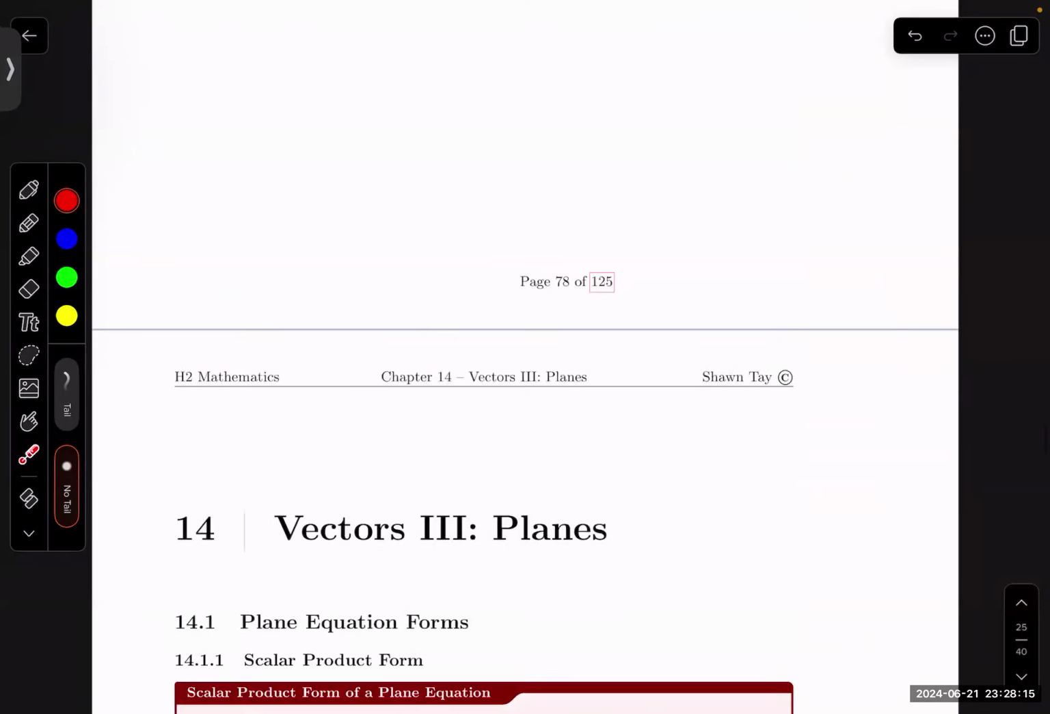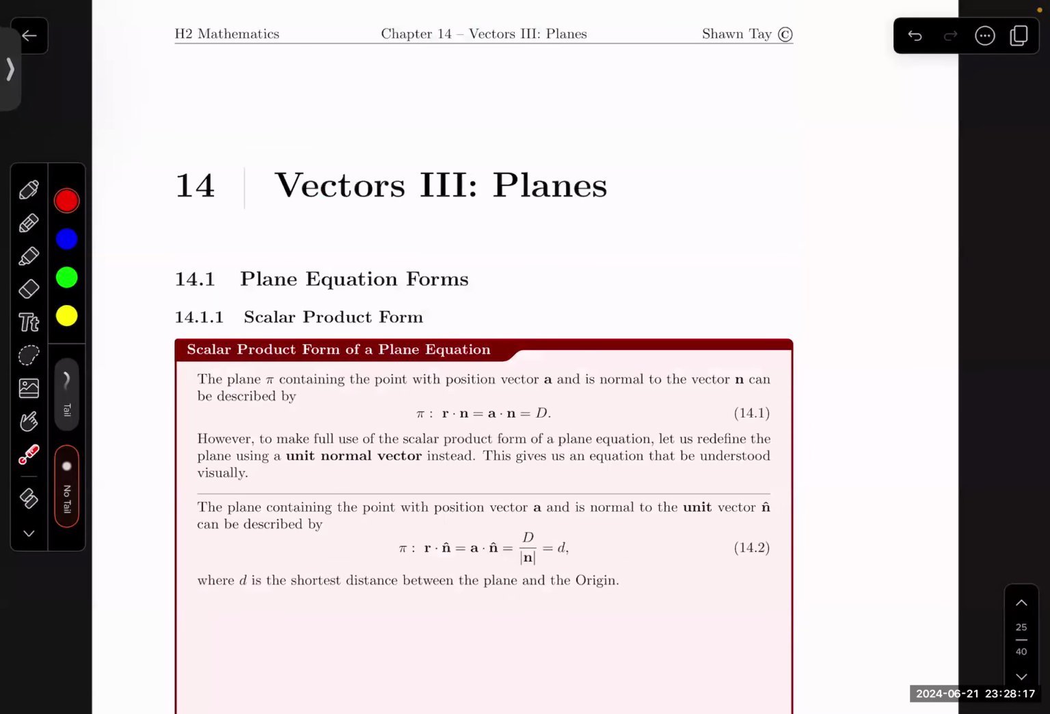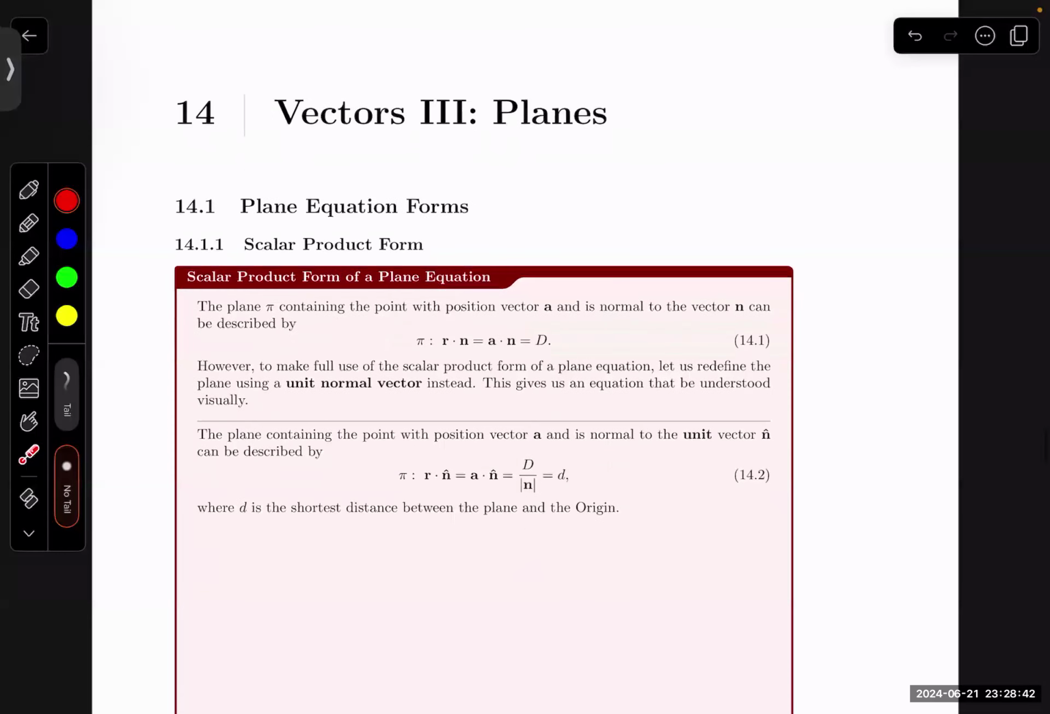Okay, now let's go to planes. For planes, there are a lot more concepts, but the most important part will be understanding how a plane is defined, because the way to show or to do these things will be very similar to how we deal with lines. Okay, so how to understand planes?